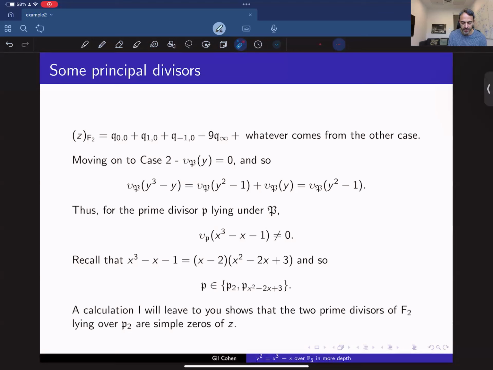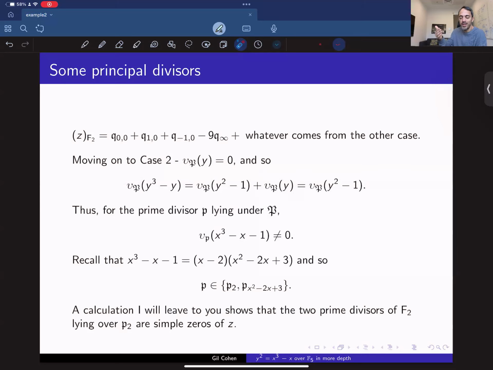Okay. So what do we know? We know that VP of y cubed minus y is VP of y squared minus 1 plus VP of y. That's the usual thing. And VP of y is 0, so that's why I wrote it like that. I can factor the y. So I know that the valuation of this is the valuation of that.